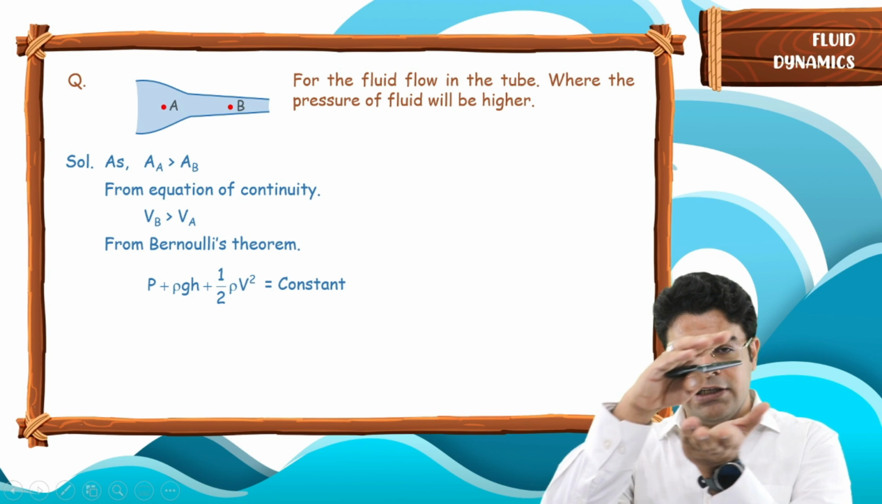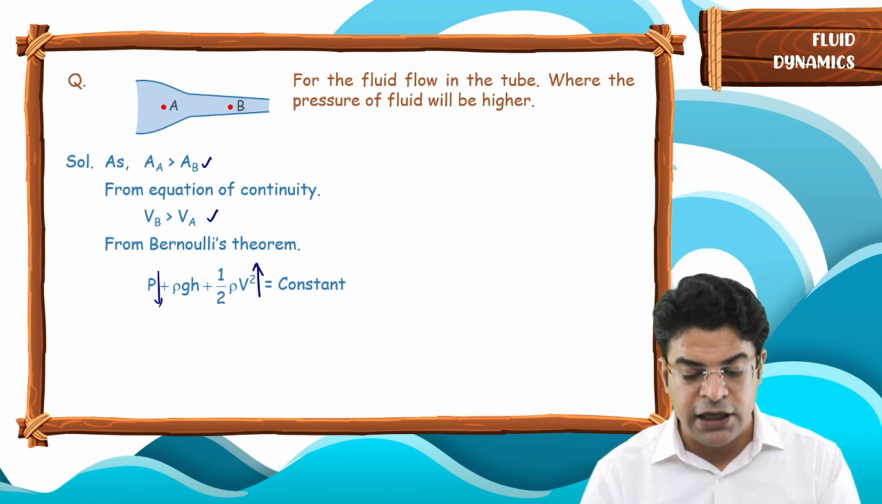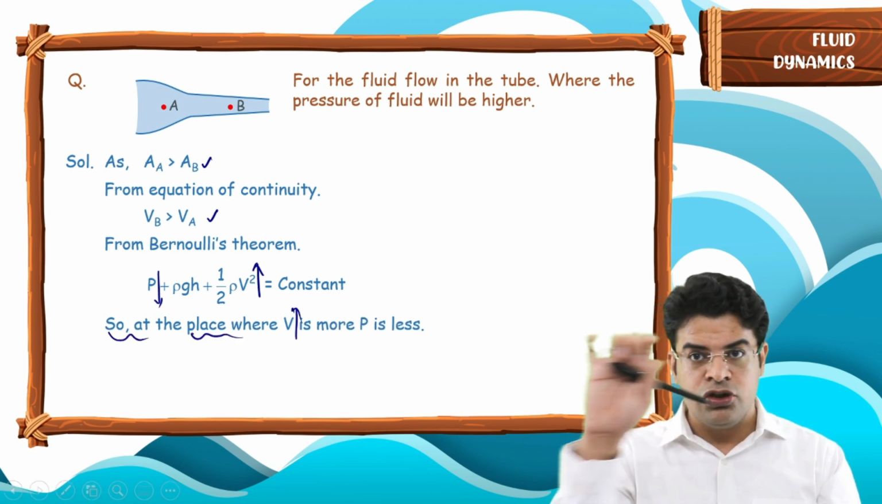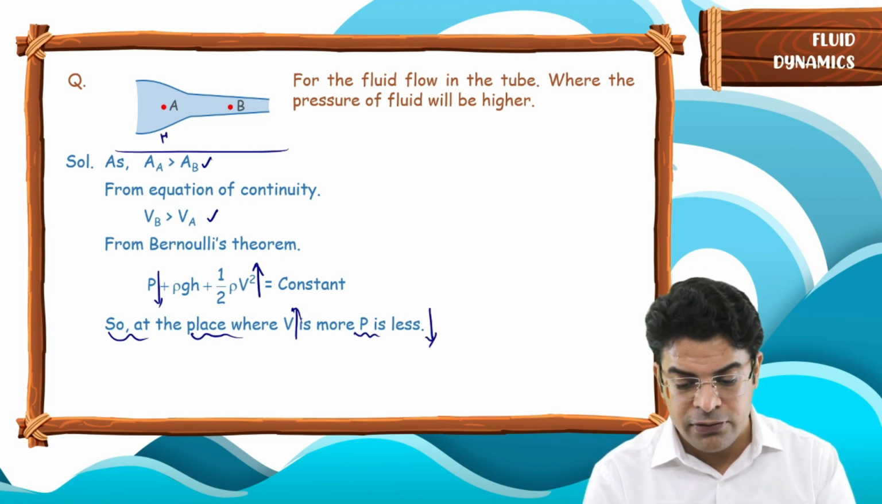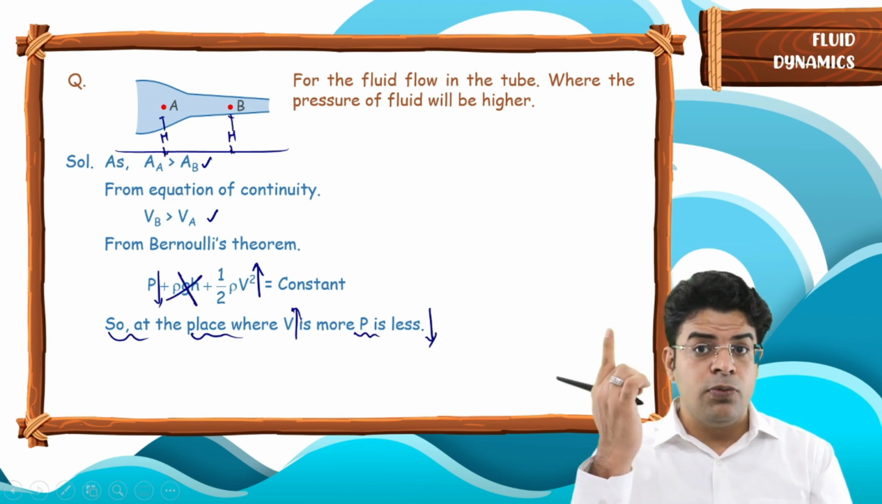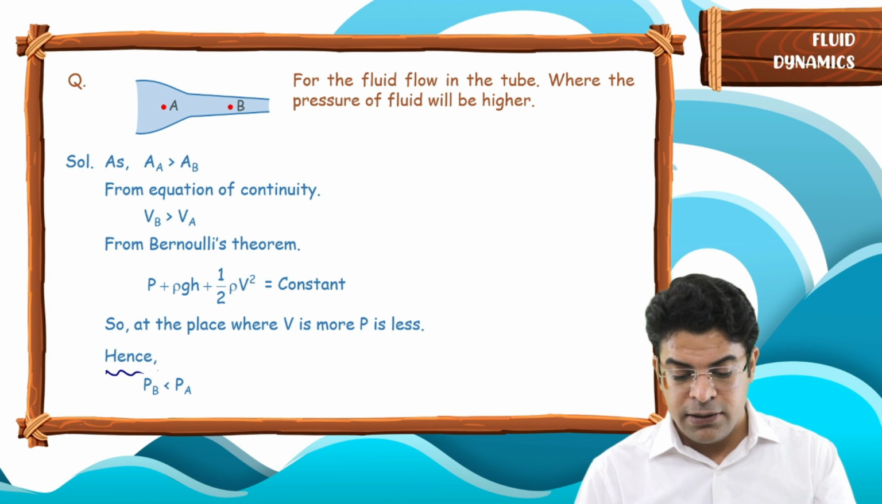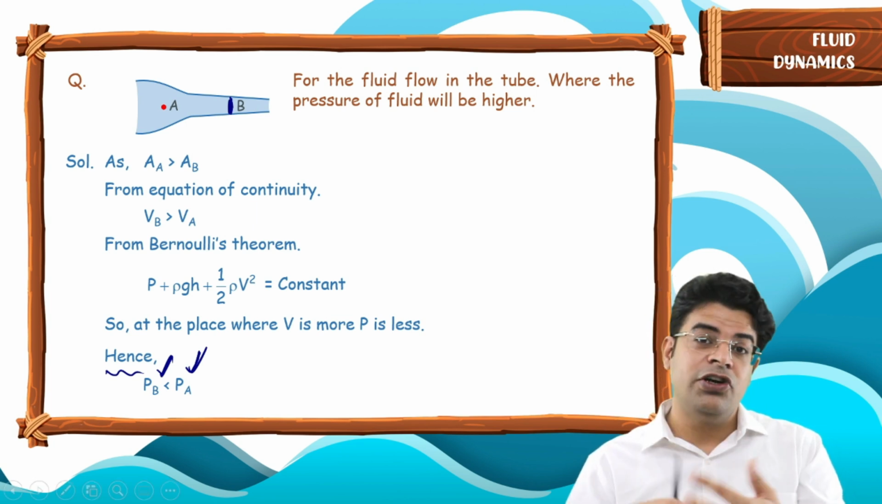As the tube gets tapered, the cross-sectional area decreases. Since the cross-sectional area decreases, the velocity increases. Since the velocity at B will be higher, the pressure at B has to be lower. So at the place where the velocity is more for the same horizontal tube, the pressure has to be less because they have the same reference height, central line reference height. That's why the second term doesn't matter. So where the velocity is more, there the pressure has to be less. Hence, we can say that the pressure at B will be less than the pressure at A. Where the fluid has more velocity, there the pressure will be less.